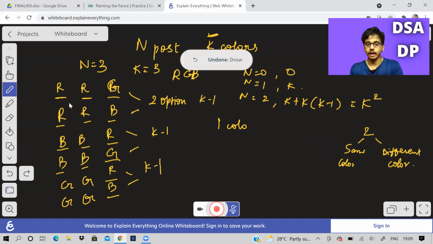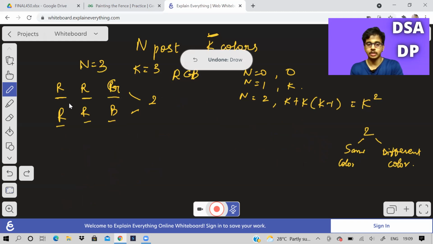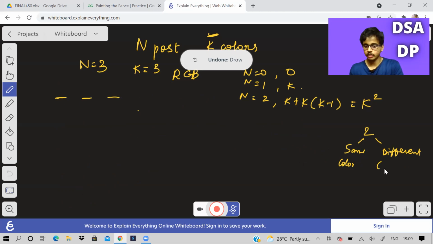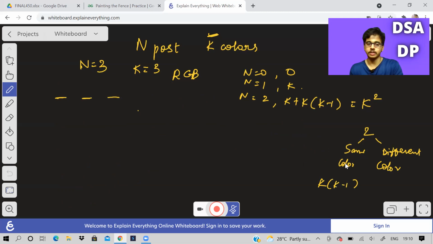So this was one part, this is only one part. Let me write here, same color, K into K minus 1. Now let us check for if the first 2 posts are painted with different colors. What I'm essentially trying to do is derive the expression and show how we can use DP in this problem.